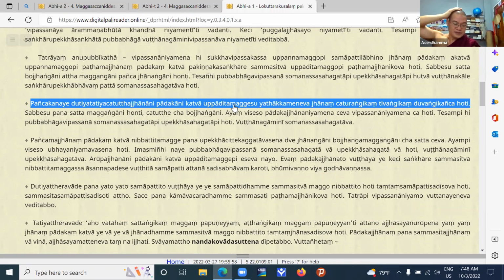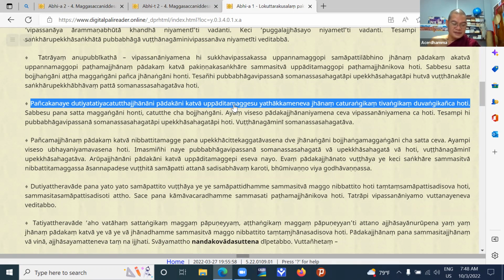What are the 4 factors? In the Dutiya Janika Magga, here the jhana factors are 4. Do you remember the jhana factors, please? Vitakka, Vichara, Piti, Sukha, Ekaggata. So in the second jhana, the jhana factors are only 4. What are the 4? Vichara, Piti, Sukha, Ekaggata.